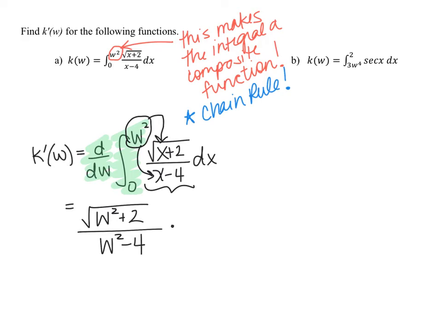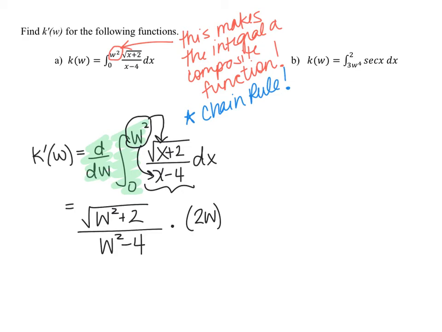However, the chain rule says then we must also multiply by the derivative of the inner function. So in this case, the upper limit of integration, which is w squared, is considered our inside function. So we need to multiply by the derivative of w squared, which is going to be 2w.